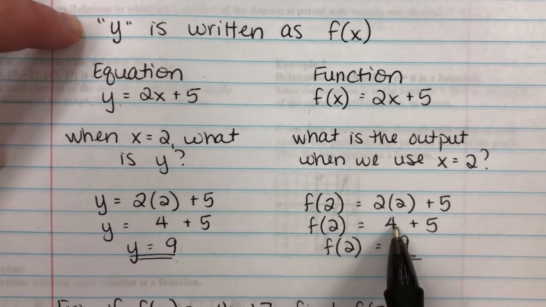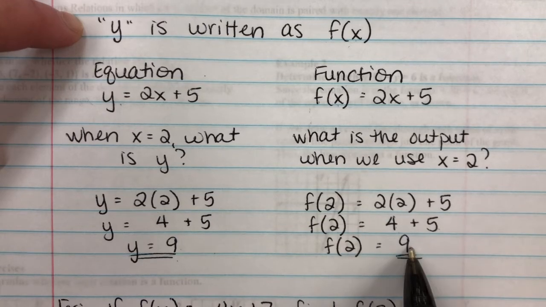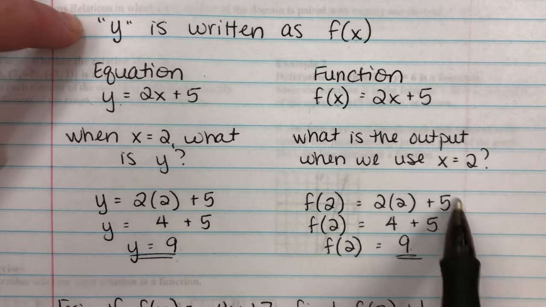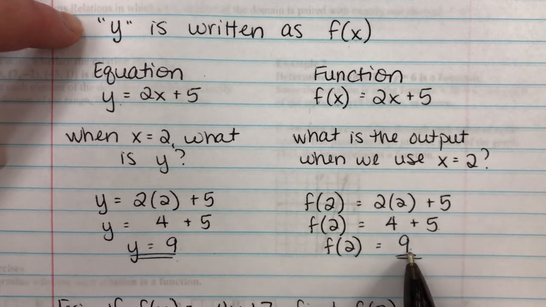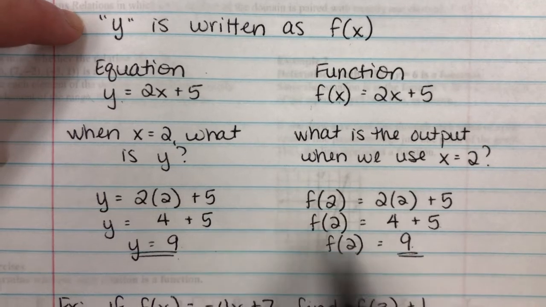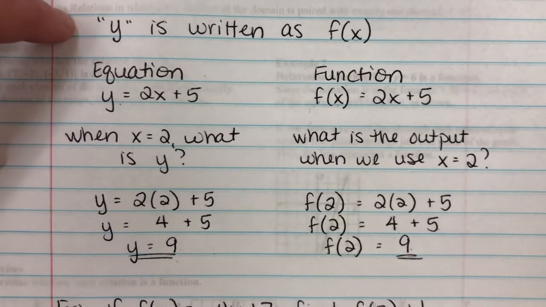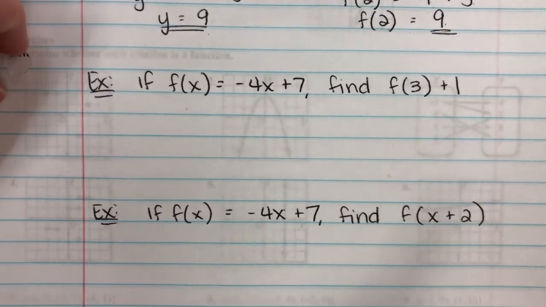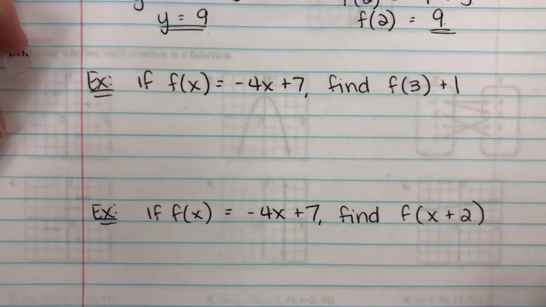So 2 times 2 is 4. 4 plus 5 is 9. So a function of 2 in this equation is 9. 9 is the result of putting a 2 in for x. It's the same thing. It's just the way we're writing it. That's it. All right, and then a couple of kind of little, I wouldn't say exceptions, but funny looking ways.